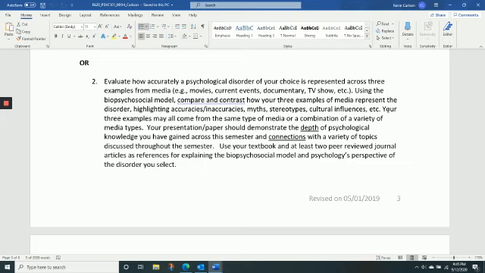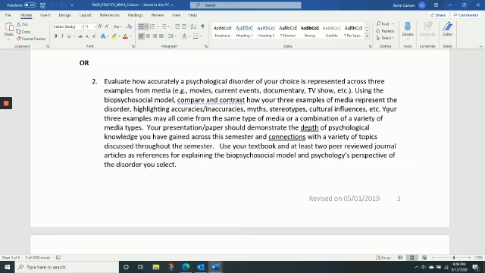And so basically, you're going to be using a psychosocial model, basically what we're talking about in class. So when we're going through class, we're talking about how behavior is affected by biology, by psychological factors, and social factors. And so basically what you're going to be doing is taking examples of a disorder from 3 different types of media. So it could be like a movie, a TV show, and another movie. So those are 3 examples. And you're going to basically talk about how they represent that disorder.